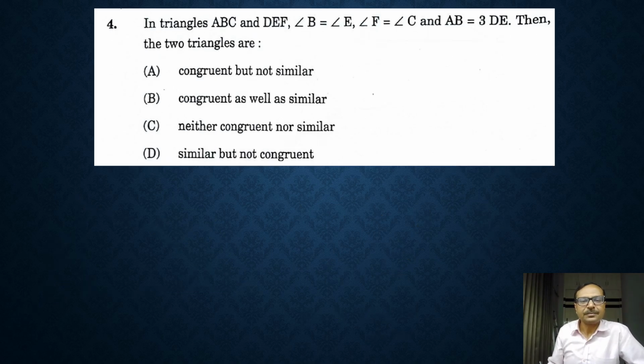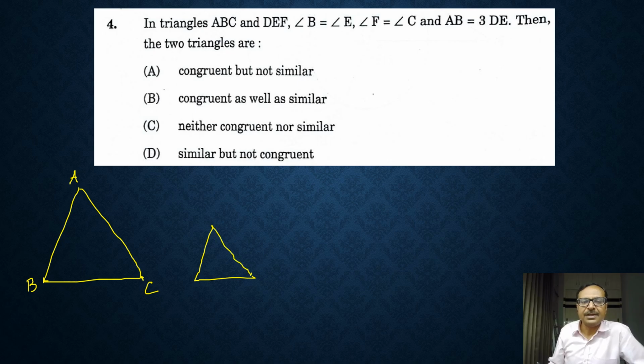Let's move on. Question number 4 again was a conceptual question in which you have a triangle ABC. Let me draw it for you. Otherwise this figure is not required. I am just drawing it just for your understanding sake. And then we have another triangle which is DEF. So what all is given in the question? Angle B, this one, and angle E, this one. So these two are equal, angle B and angle E. And then angle F and angle C. So angle F is here and angle C is here.